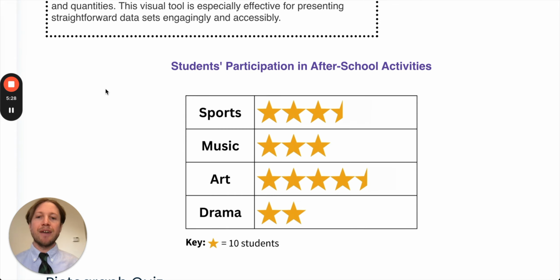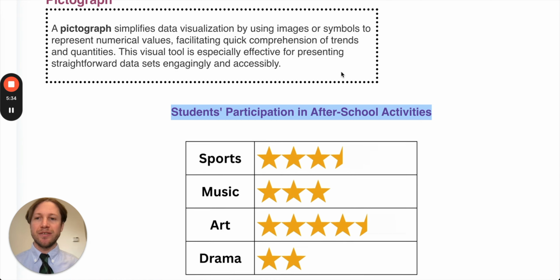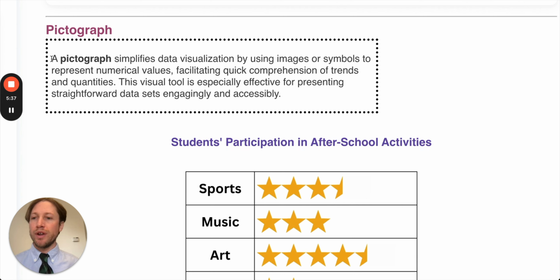We'll first have a look at what the pictograph looks like, read the title, Students' Participation in After-School Activities. Great. Now, to recall, a pictograph simplifies data visualization by using images or symbols to represent numerical values, facilitating quick comprehension of trends and quantities. This visual tool is especially effective for presenting straightforward data sets engagingly and accessibly.